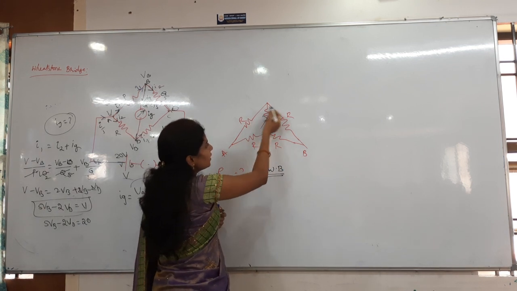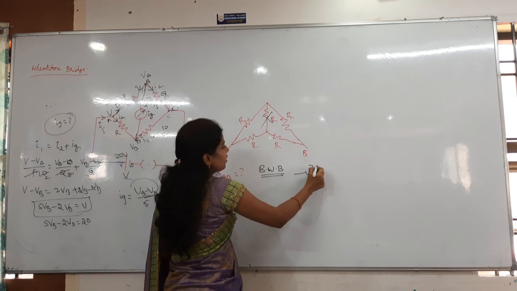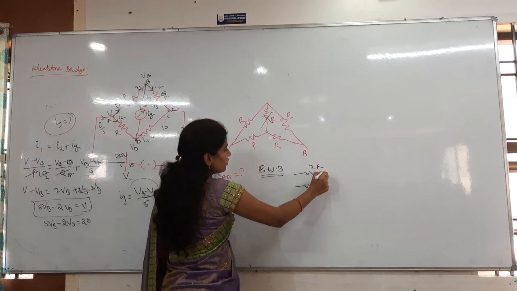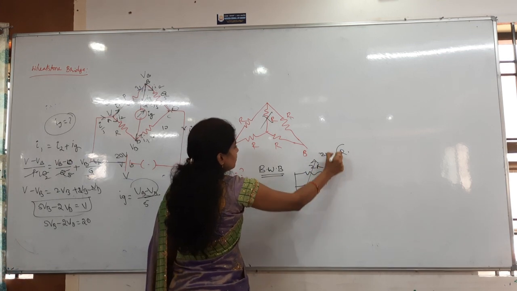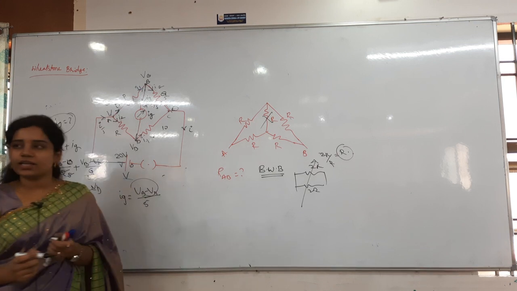So what is the answer you will get? At the top, what is the resistance you will get? 2R. At the bottom, how much will you get? 2R only. Then the equivalent will be how much here? 2R by 2. That will be how much? R. That is the answer. Clear?